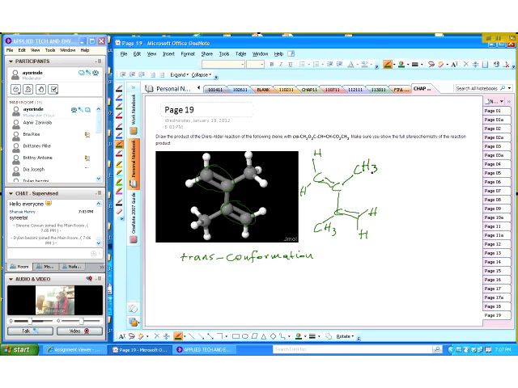Now, before we can do the Diels-Alder reaction, since we have this molecule written in the trans conformation, the first thing we want to do is to convert this molecule to the cis conformation. So does anybody know what we need to do to do that conversion? How do we convert this to the cis conformation? Yes, go ahead.